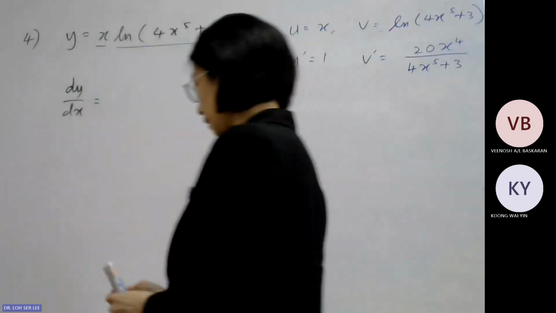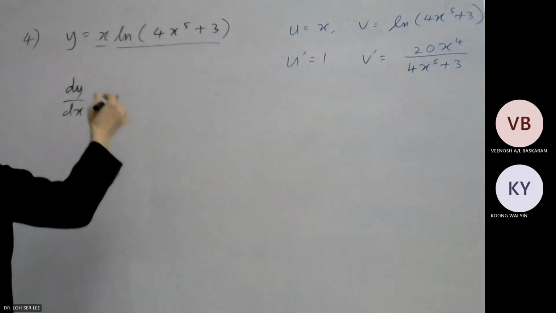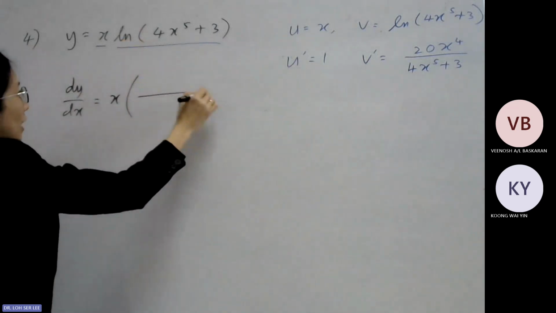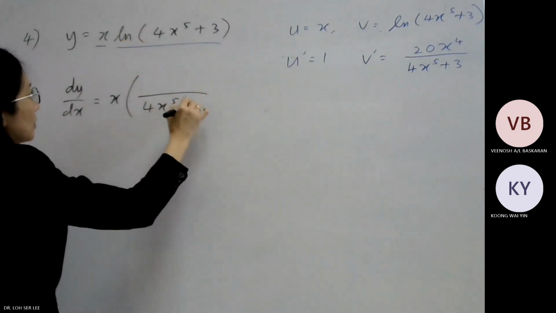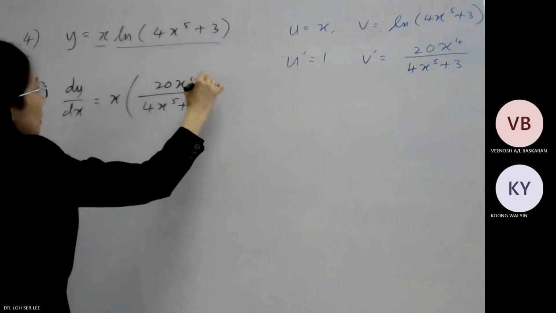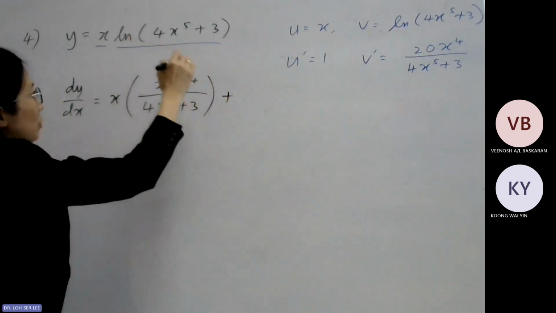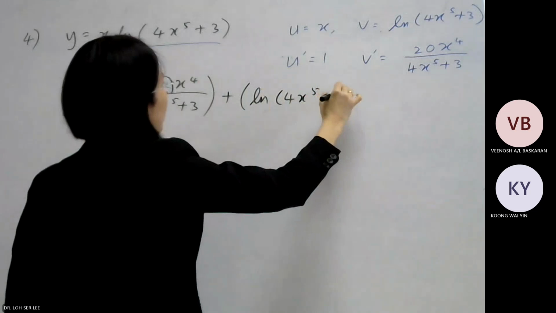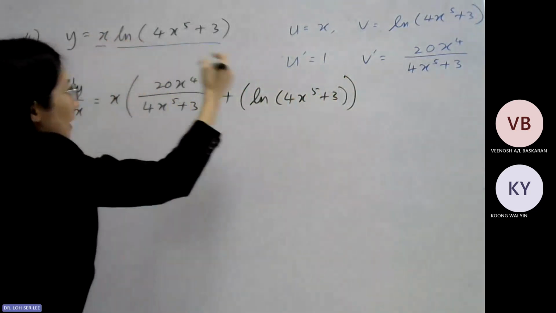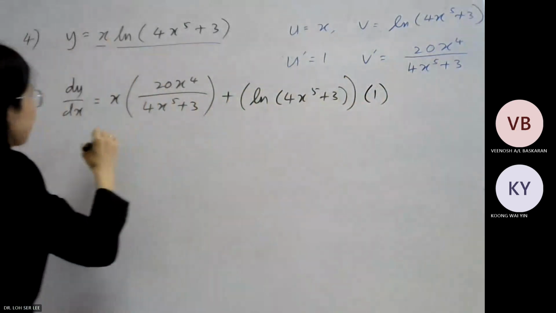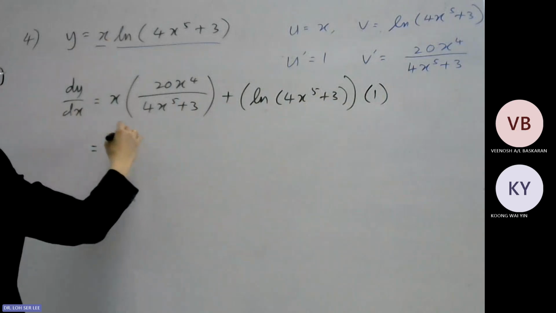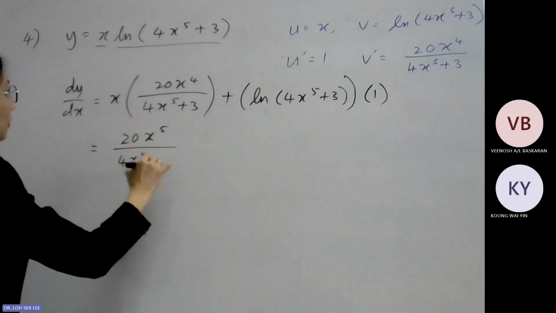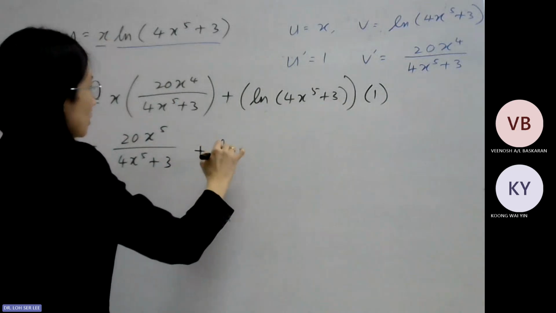Okay, so copy x, differentiate this one, you get this. And then copy the ln function. Then differentiate x. Okay, so you get 20x to the power 5 over 4x to the power 5 plus 3, plus ln.